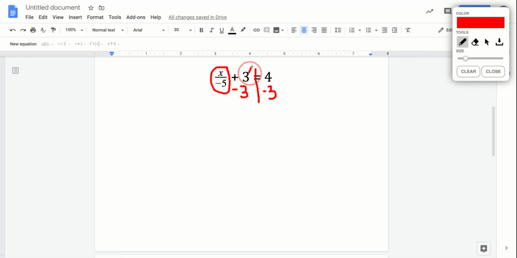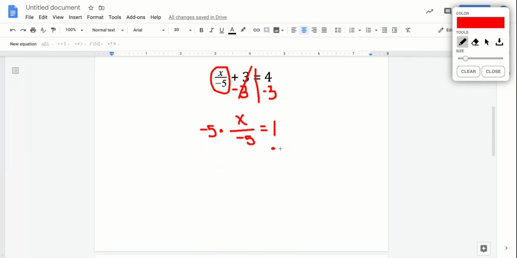Okay, know that these two cancel. I'm left with x divided by negative 5 equals, well, I have 4 minus 3 is 1. All right, well, this is division. I'm going to do the inverse of division, or the opposite of it, which is multiplication. So I'm going to multiply negative 5 on both sides.